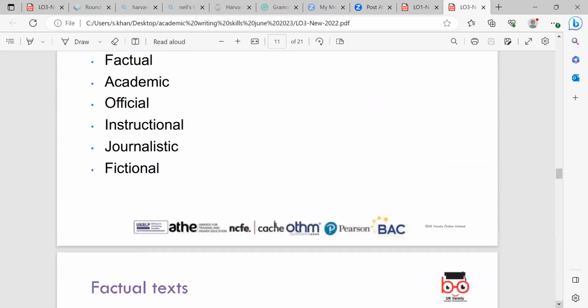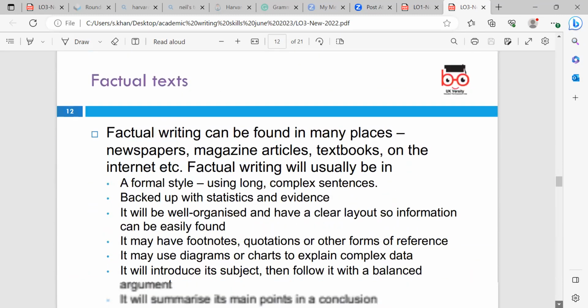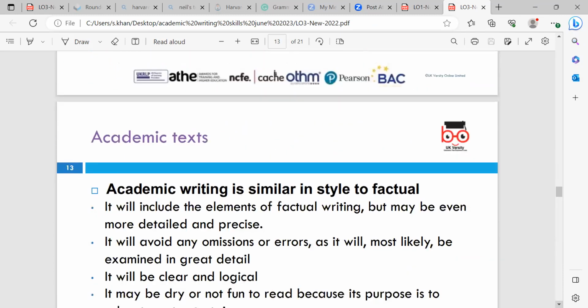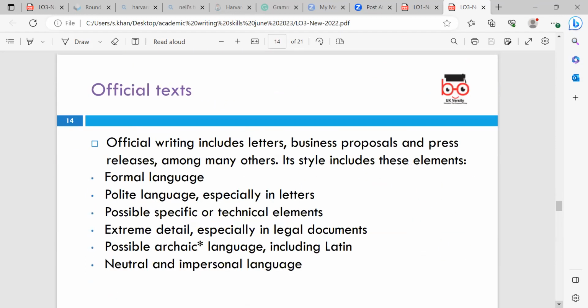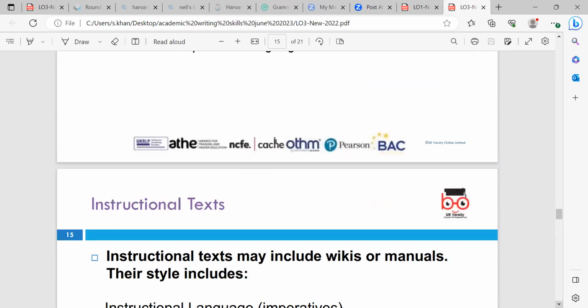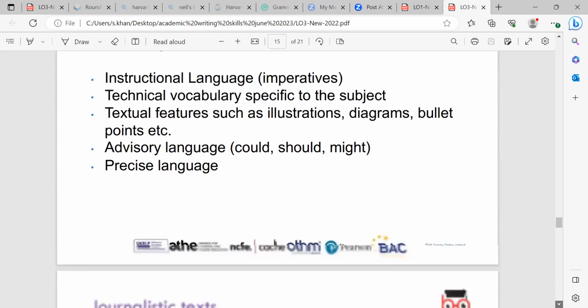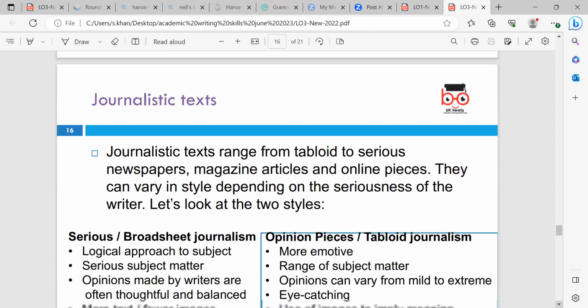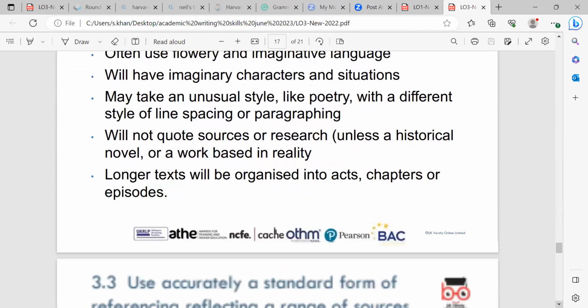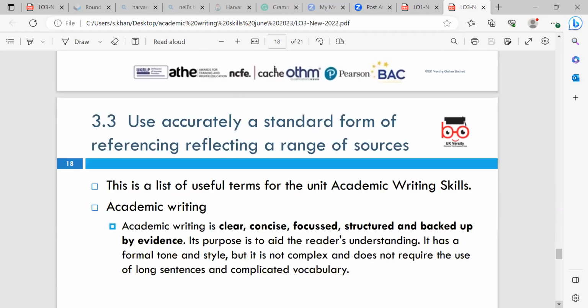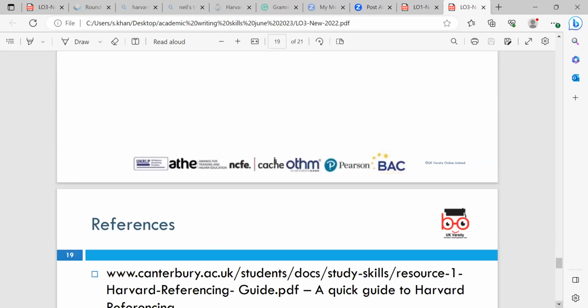We looked at the different styles, so factual text, what it was, and academic text, what that was, similar to factual text. We looked at official texts, instructional texts, and journalistic texts and the importance of these. So explain one. Fictional texts we also identified, such as poems and stories. And then we looked at a range of sources in regards to that, and references.